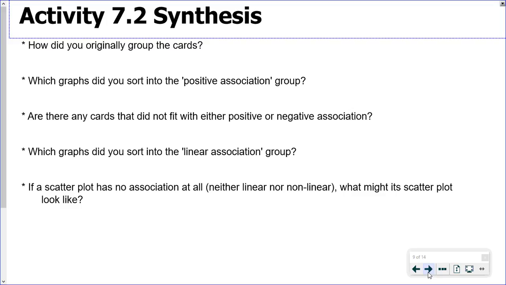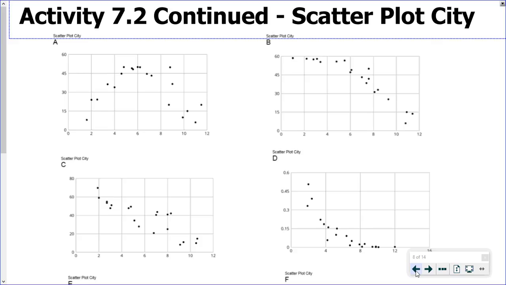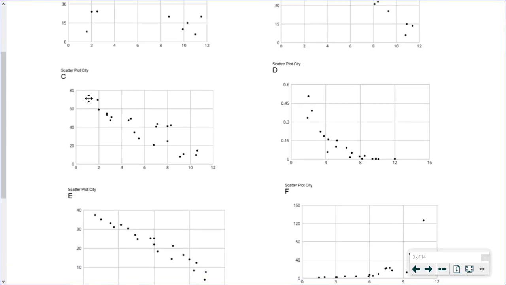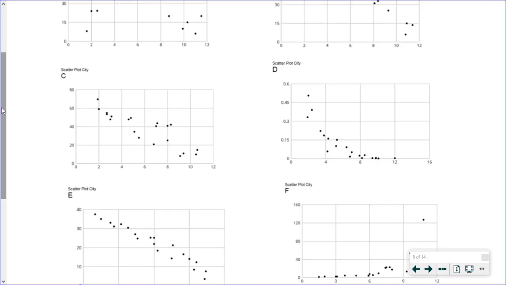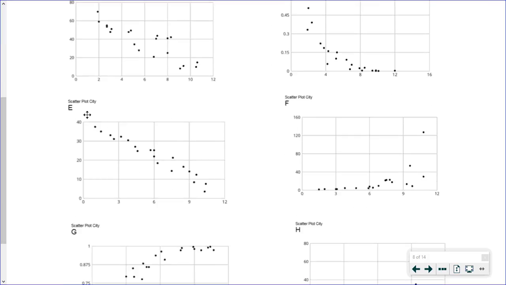Which graphs did you sort into the linear association group? So not all of these appear to be linear, right? So I could probably make a claim for graph B. I can draw in a prediction line that seems to fit a majority of the data. So B, we can make an argument for linear data. I would also say C we can make a strong argument for negative linear association. D has that curve, so I would not put D in the linear association. E, we can definitely make an argument that we can show a linear-like path here, again, negative.